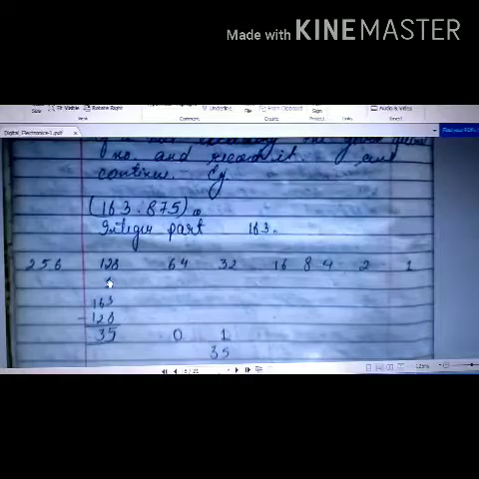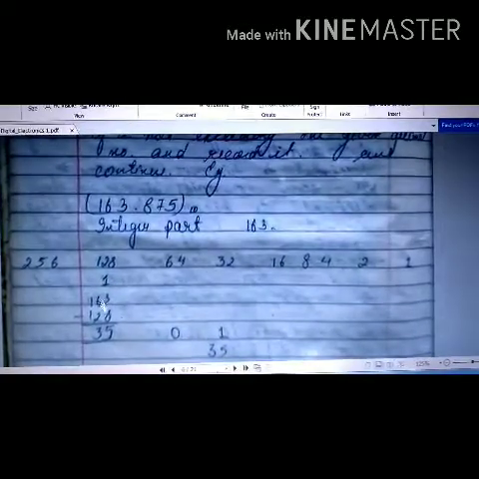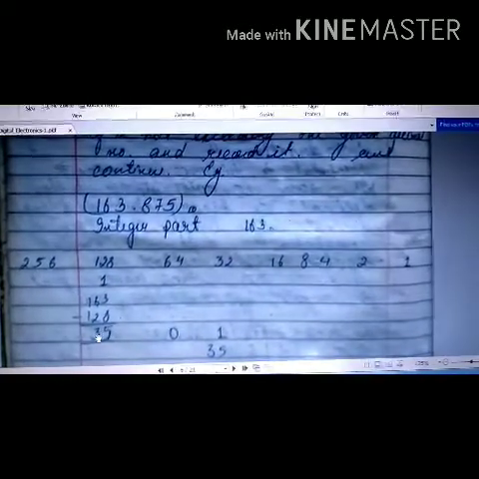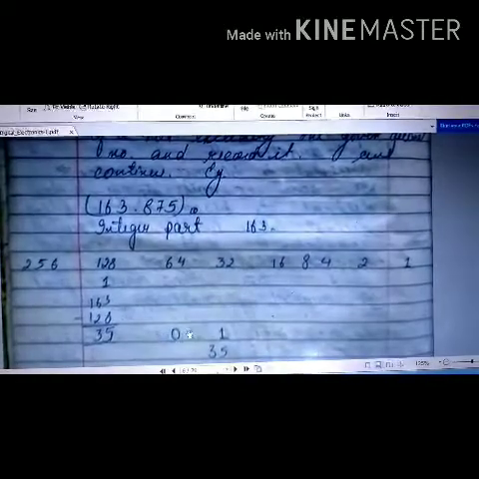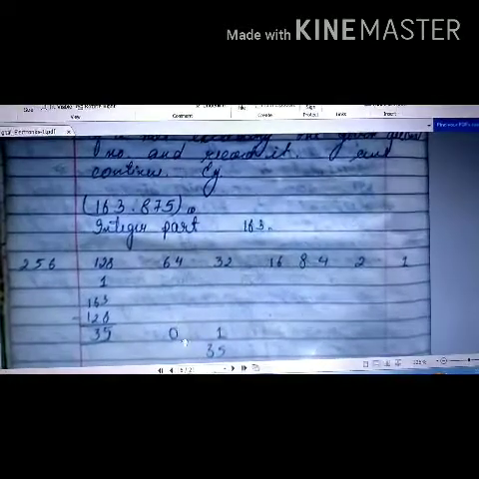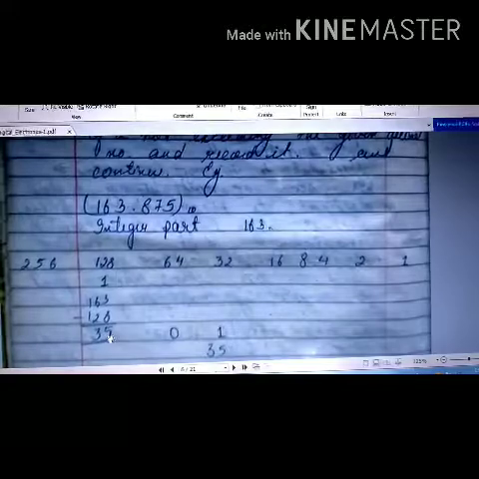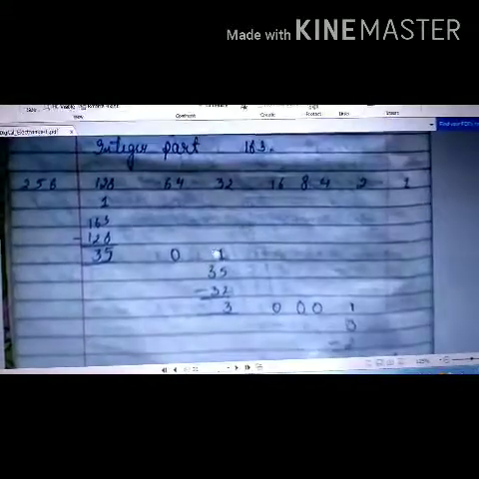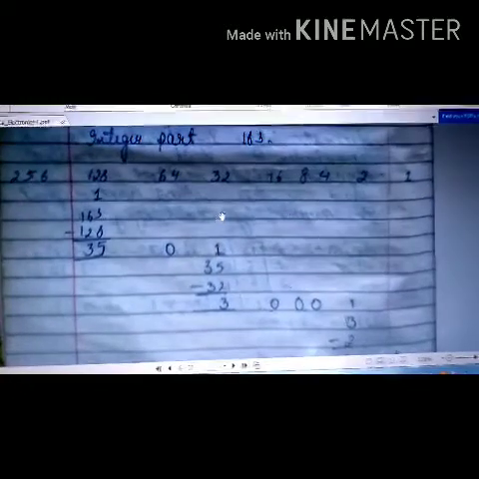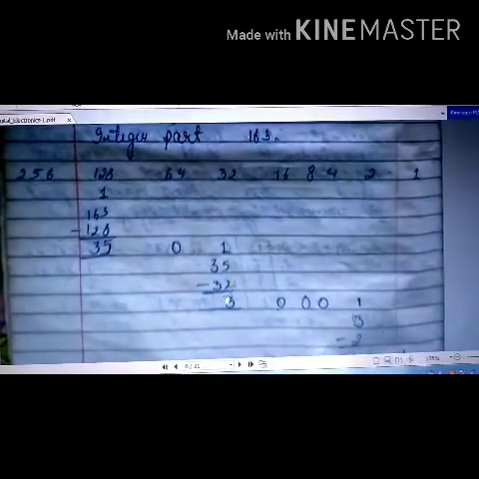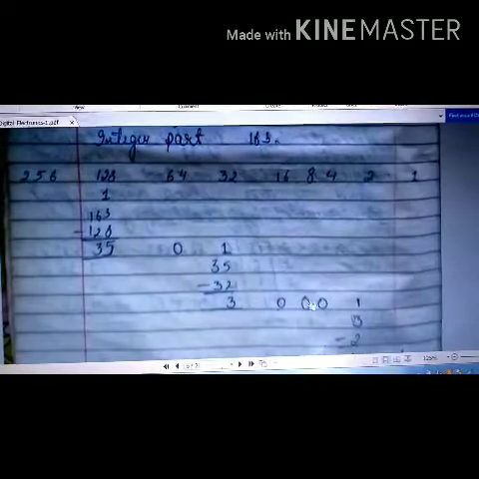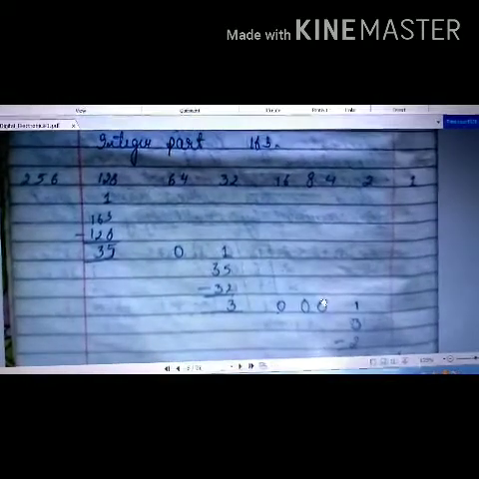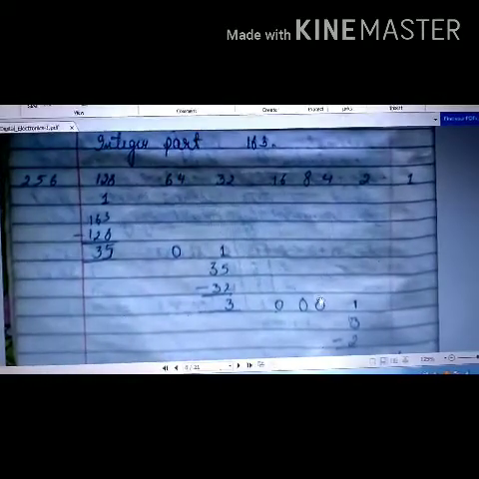So I will place a 1 here and I will subtract these two numbers. I will get 35. Since I have got 35 here, I will now write 0 for 64 because 35 is smaller than 64. Then I will write 1 here for 32 and I will subtract 32 from 35. I will get 3. Now 16, 8 and 4 are all bigger than 3, so I will put zeros there.